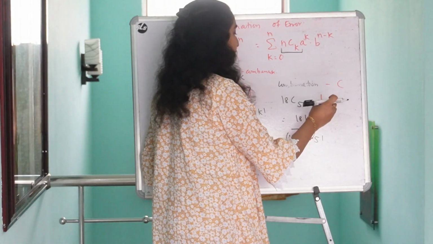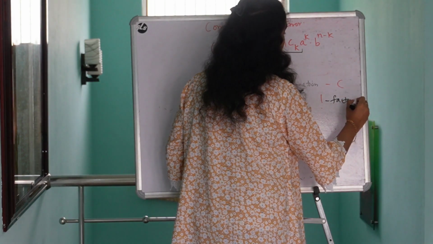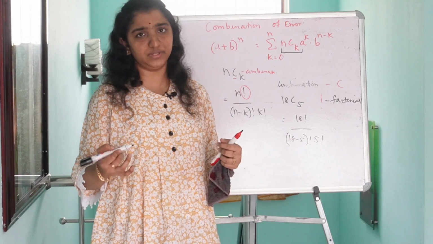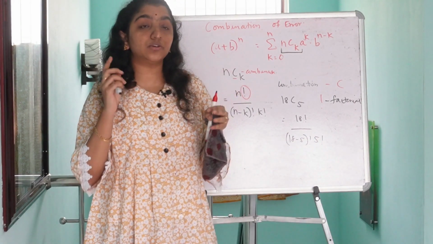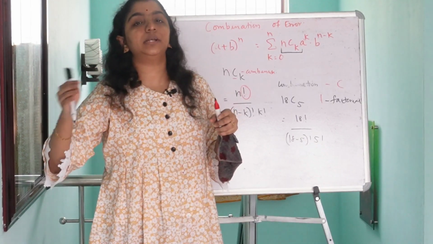Now the next question is, what is this notation? This notation is nothing but factorial. Again, we have another concept called factorial in maths. The factorial of a value is nothing but the product of the numbers starting from 1 up to that particular number.